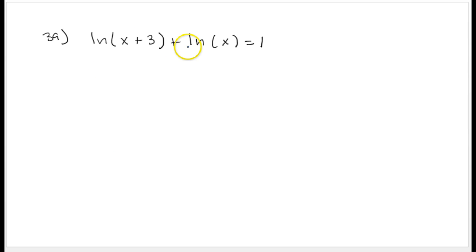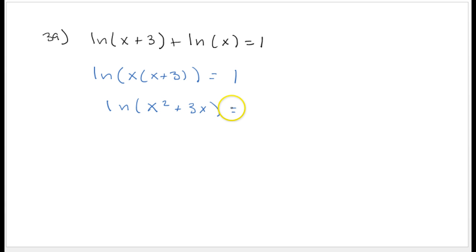So here we have that the bases are both natural logs, or they're both base e. When we combine them, we can combine them as natural log of x times x plus 3, and that's just equal to 1. Well, if we distribute this x to both our terms, we end up with natural log of x squared plus 3x is equal to 1.